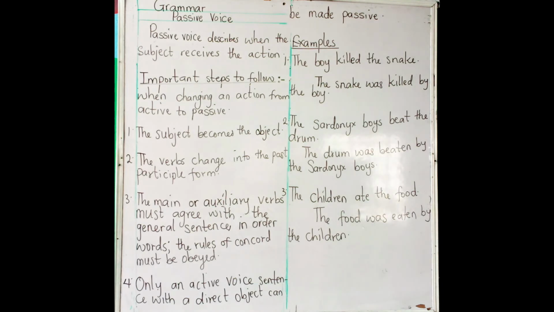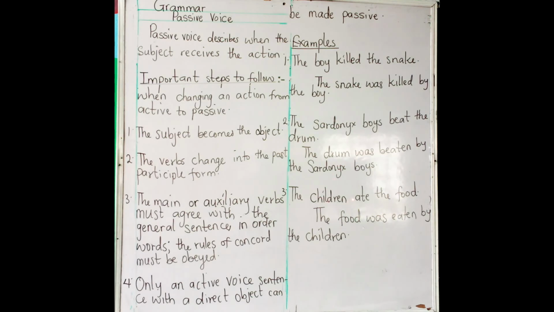Now take a look at this again. Beat, simple present tense. Beaten, past participle. There is an auxiliary verb to help it. You notice again the sardonic voice. In the initial sentence, in its active voice, the sardonic voice was the subject. Changing that statement now from active to passive, the sardonic voice has now moved to become the object. Are we together? Okay. So that's how to change a statement from active to passive.